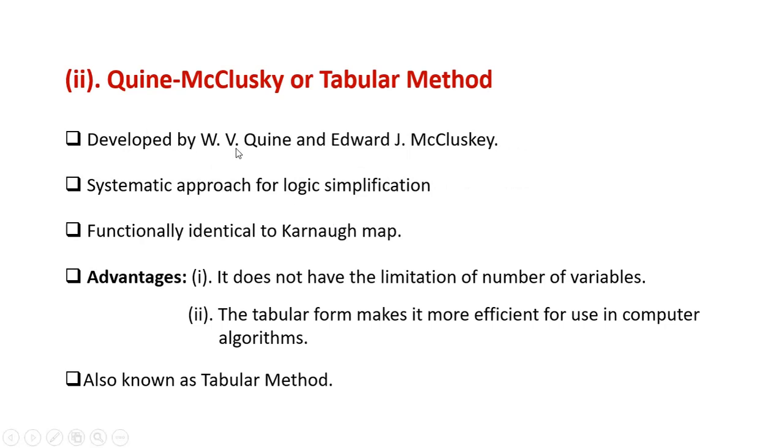Now this method was developed by W.V. Quine and Edward J. McCluskey, so it is known as the Quine-McCluskey method. It is a systematic approach for logic simplification, and functionally it is identical to K-map. As in K-map we find all prime implicants first and then essential prime implicants, the same procedure we use in Quine-McCluskey, but in tabular form rather than pictorial form. We are using tabular form here.